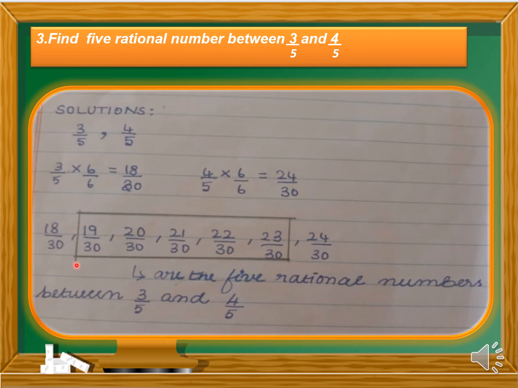Here it can't be simplified, and here the next number 22 by 30 can be simplified by 2. So 2 into 11 is equal to 22, so 11 remains here. 2 into 15 is equal to 30, so 15 remains here. The common factor in both is 2, so 2 is not taken, and the other numbers, that is 11 here and 15 here. The next number cannot be cancelled, so the answer is 19 by 30, 2 by 3, 21 by 30, 11 by 15, 23 by 30 are the 5 rational numbers between 3 by 5 and 4 by 5.